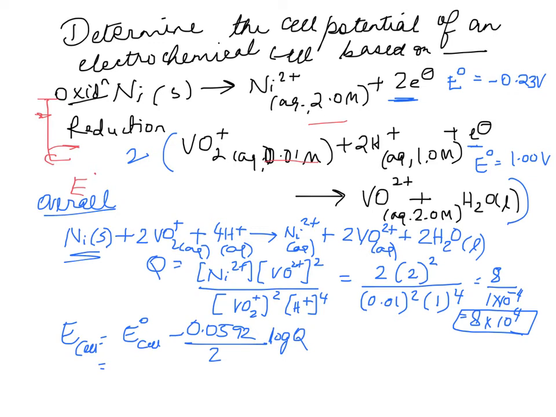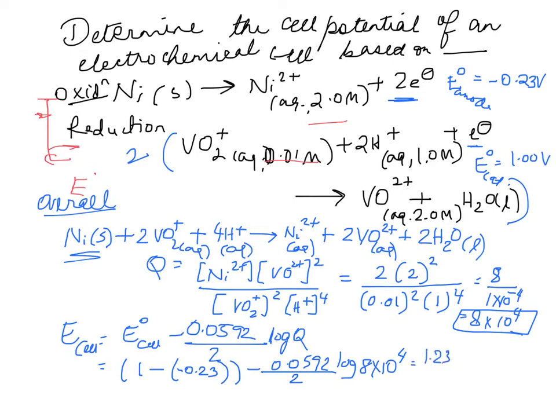So that will look like E naught cell, like I was saying, is a combination of the cathode and anode. So cathode minus anode. Let me write that. Cathode is 1.23 minus 0.23, so that gives you E naught cell. From that, I'm going to subtract 0.0592 divided by 2 log of 8 times 10 to the power of 4. So you have something that looks like 1.23 minus 0.0592 over 2 and log of whatever.